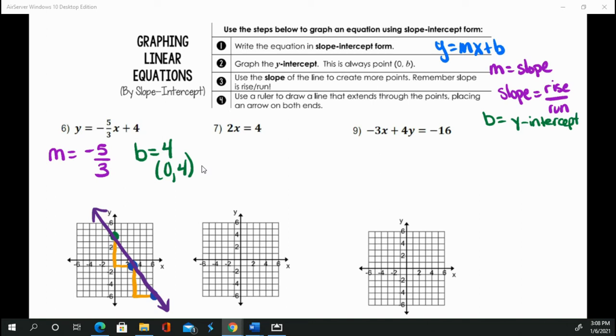Our next equation, we have 2x equals 4. So that's only one variable, so we're going to solve for that one variable, and it's either going to be a vertical line or a horizontal line. To solve, we're going to divide both sides by 2. We get x equals 2. So remember, we want to graph a line through the point 2, 0.